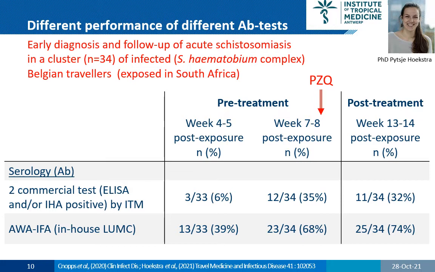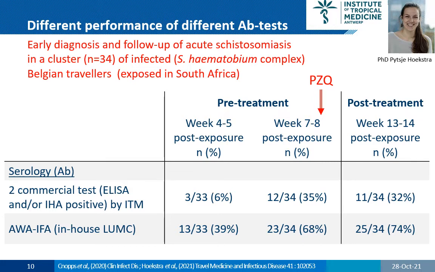And all 34 were considered to be infected by our colleagues from Antwerp based on the fact that all of them were positive in the routine PCR as performed in Antwerp on blood samples. However, if we focus on the serology only, the picture looked remarkably different. Our colleagues in Antwerp use a combination of 2 commercially available antibody tests in their routine diagnostic setting. And in this cluster, where the whole cluster was infected with a Schistosoma haematobium complex, these commercial tests actually didn't perform very well, and only 35% of them showed a positive antibody response.